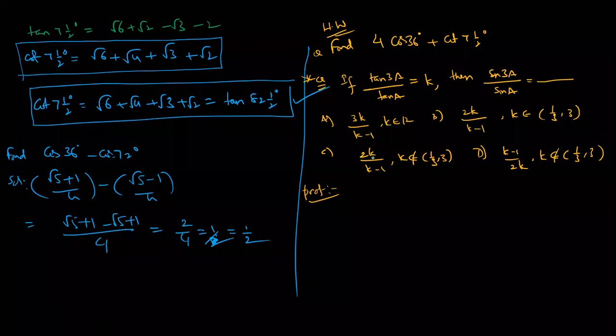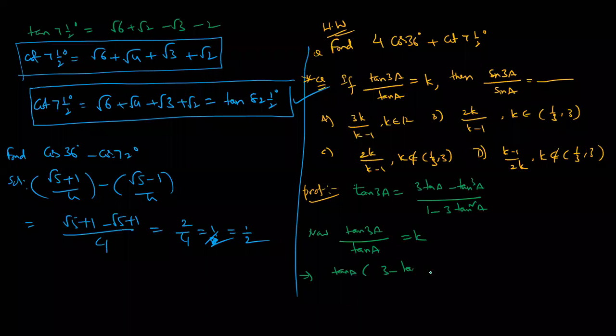Dear students, see how to approach. First of all, I'm writing the value of tan 3a. Formula: 3 tan a minus tan cube a by 1 minus 3 tan square a. So put this value. Now, tan 3a by tan a is equal to k. So tan 3a means tan a into 3 minus tan square a, taking tan a as a common factor, by tan a into 1 minus 3 tan square a, is equal to k. See carefully, tan a cancels here, students.